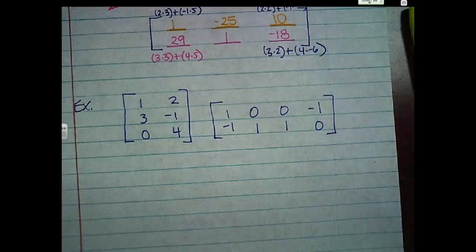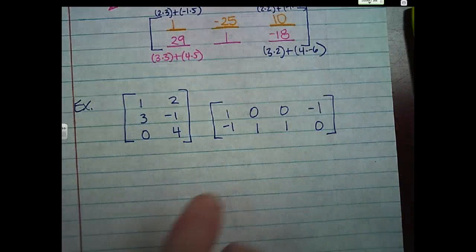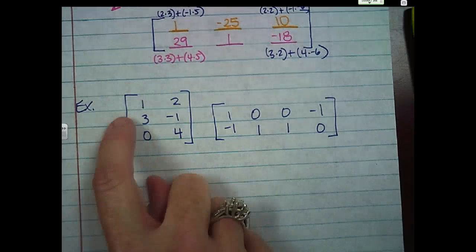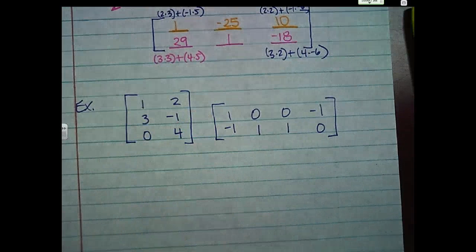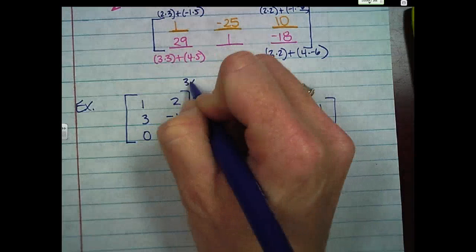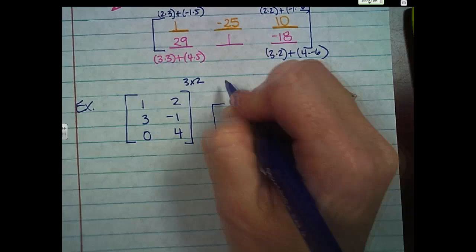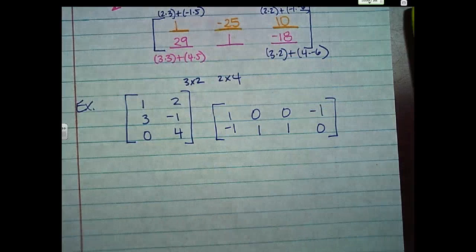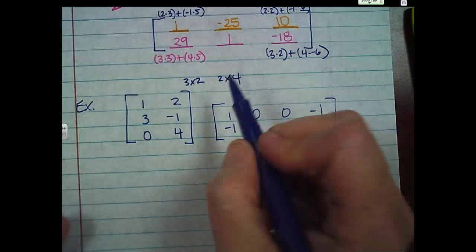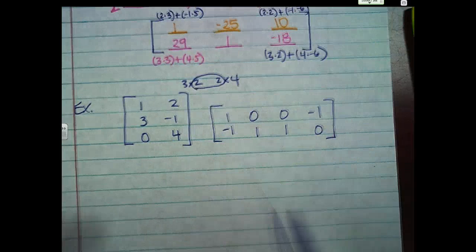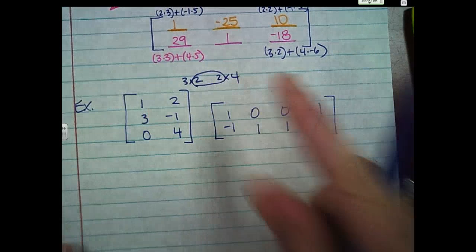Okay, first let's check and see if we're even allowed to do it. This is a 3 by 2 matrix, and this is a 2 by 4. Am I allowed to multiply them? Yes. I am allowed because of the 2 by 2, and it will give me a 3 by 4. So let's create a 3 by 4.